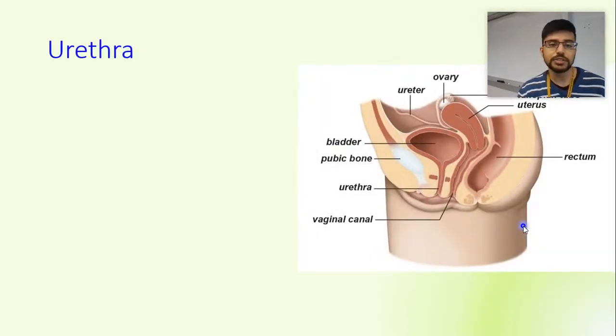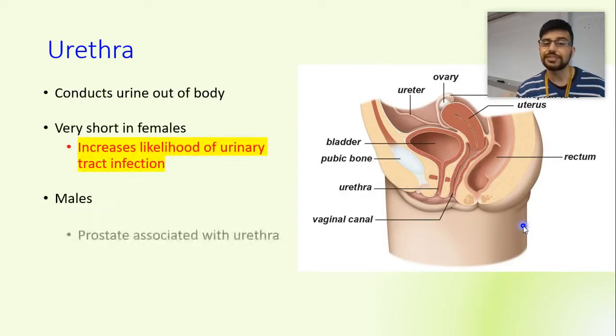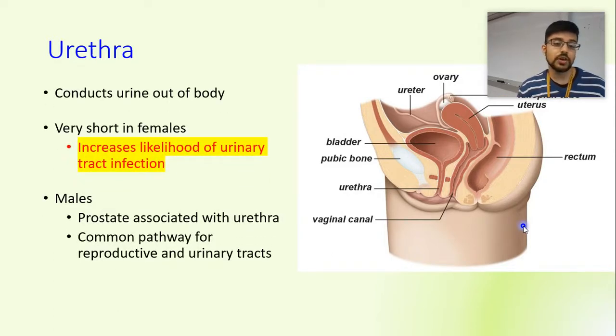So a couple of side-on images. Here we've got the female body. The urethra on the female body is slightly different. It's very short, so it increases the odds of getting UTIs, urinary tract infections.